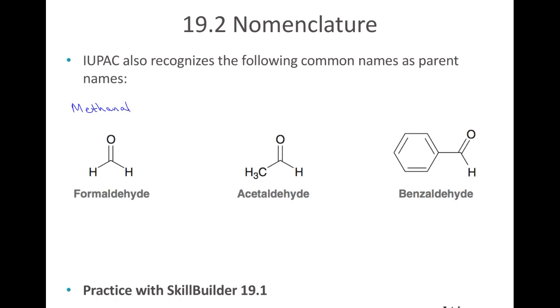Same thing with the next compound. It says acetaldehyde. The systematic name would be ethanal, and we call that acetaldehyde. And if you're thinking there's no relationship between ethanal and acetaldehyde, well, there isn't really. But once you get to propanal, it gets a little bit simpler. And then this next one here, we simply call that benzaldehyde.